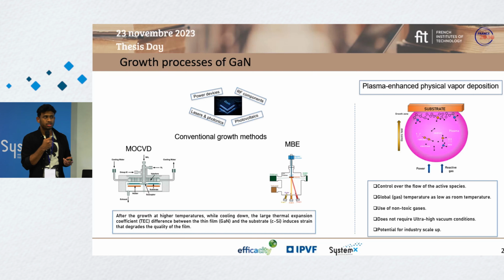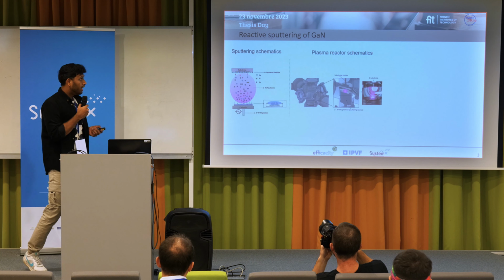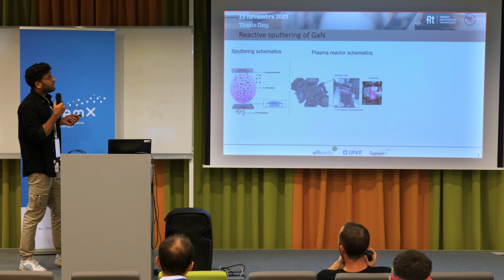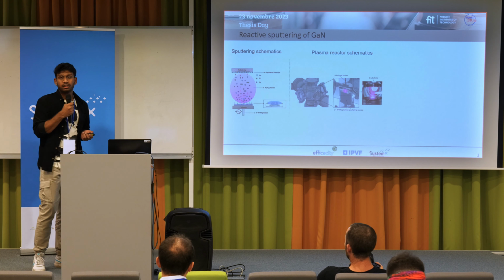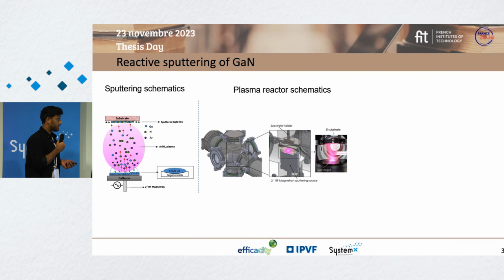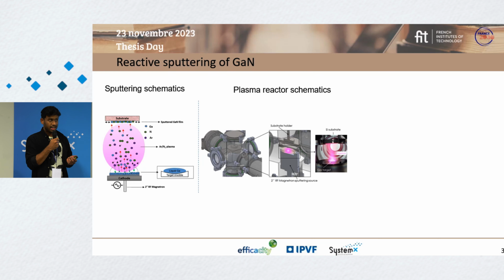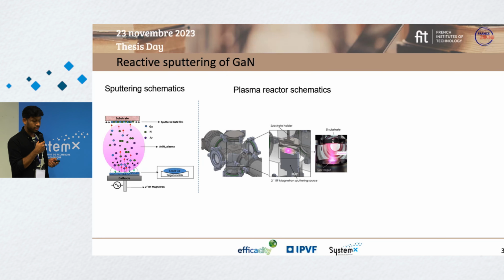The system is much less complex and does not use ultra-high vacuum systems. And since it's simple, it has the potential for industry scale-up. Focusing on the reactive sputtering technique itself, at PICM we have a custom-built plasma reactor where we use liquid gallium as the target, argon as the sputtering gas, and nitrogen as the reactive gas to deposit gallium nitride.